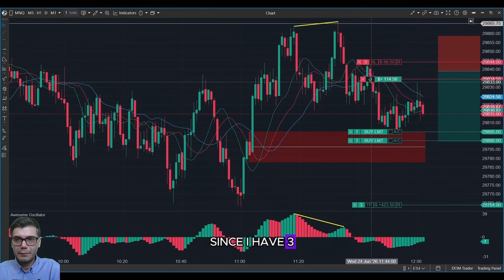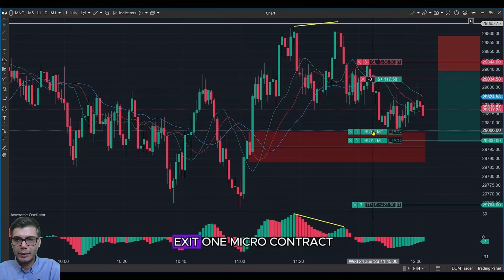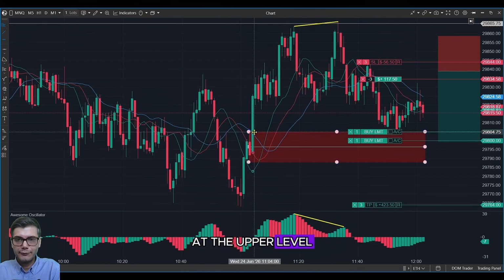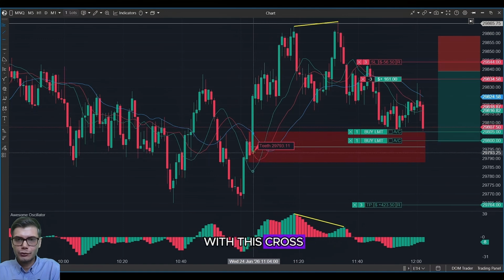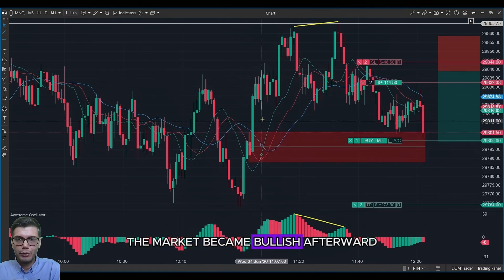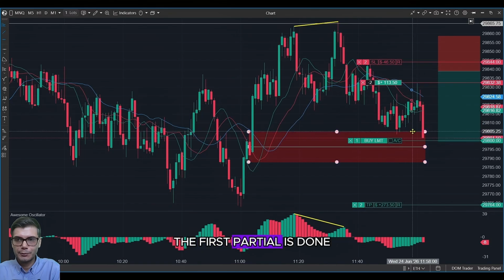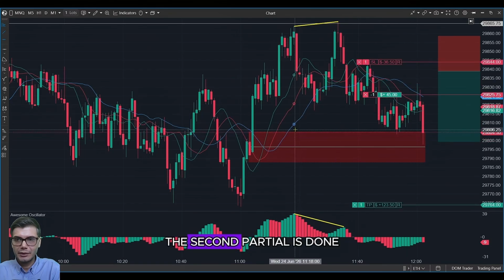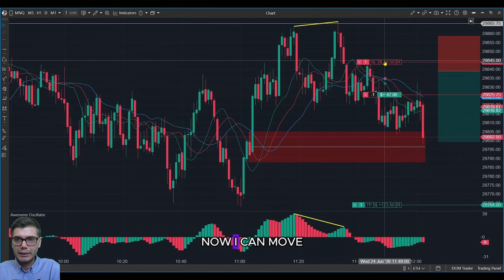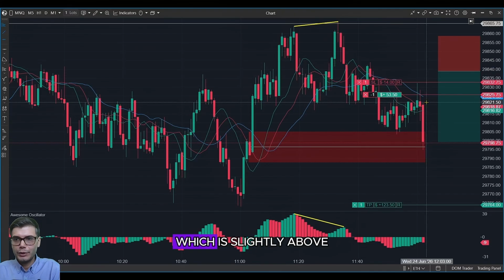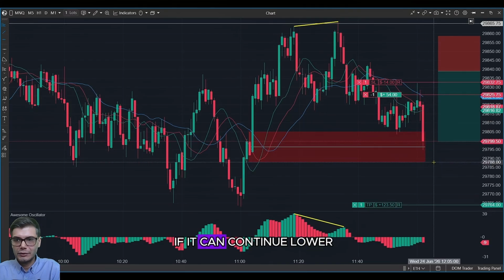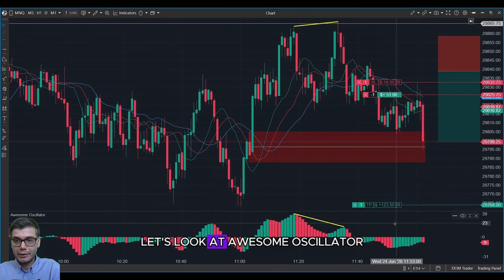The blue line is holding. Since I have 3 micro contracts, I would like to exit 1 micro contract at the upper level of this bearish candle, which is in conjunction with this cross. The market became bullish afterward. The first partial is done. The second partial is done. Now I can move this stop above the recent high, which is slightly above the jawline, and see if it can continue lower.